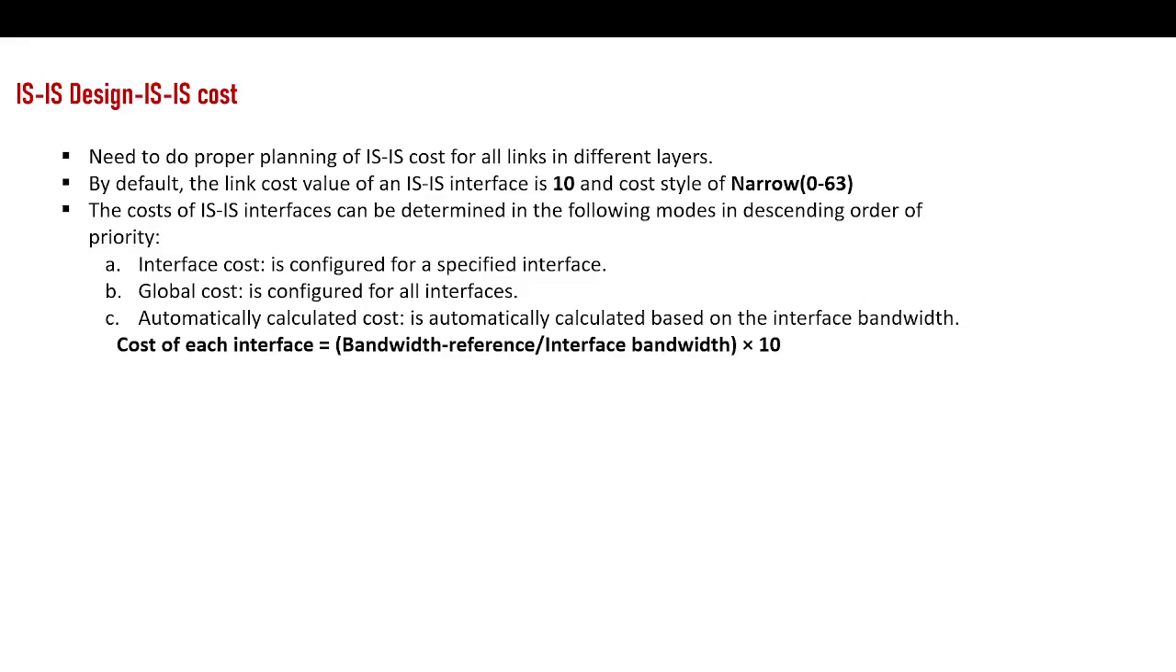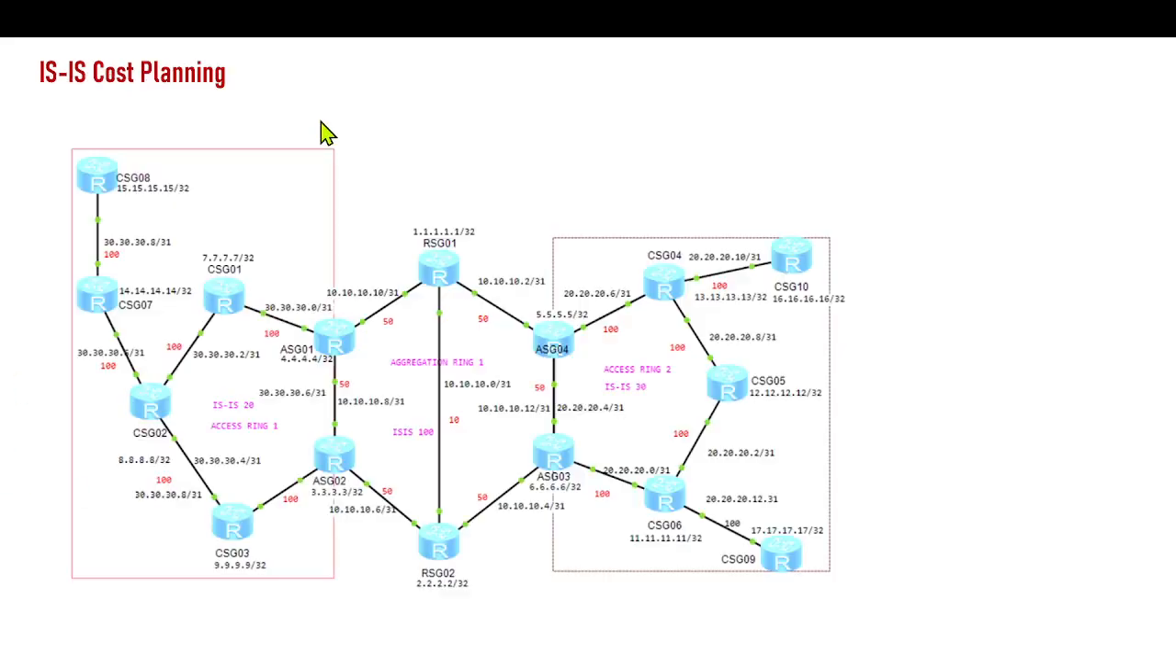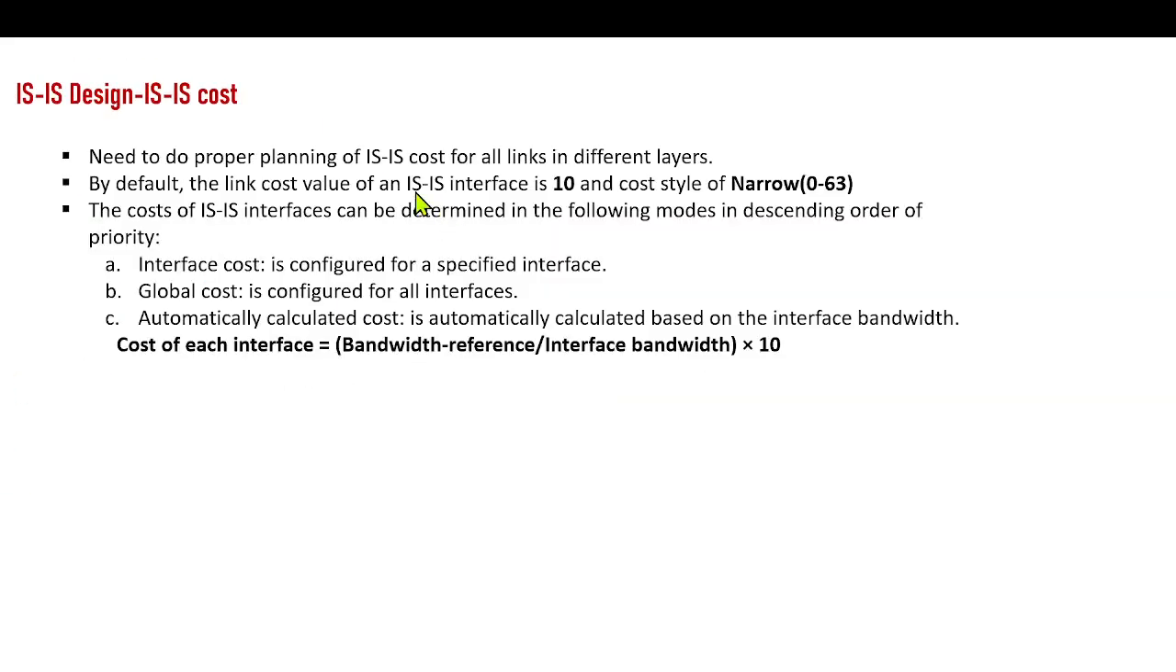So we have different types of cost style. Of course, we have the narrow, we have the wide. Many times when you are setting up the IPRAN network, you always set the cost type to be wide. And then when you are doing the cost configuration, by default, of course, it will be 10. By default, the interface cost is set to 10.